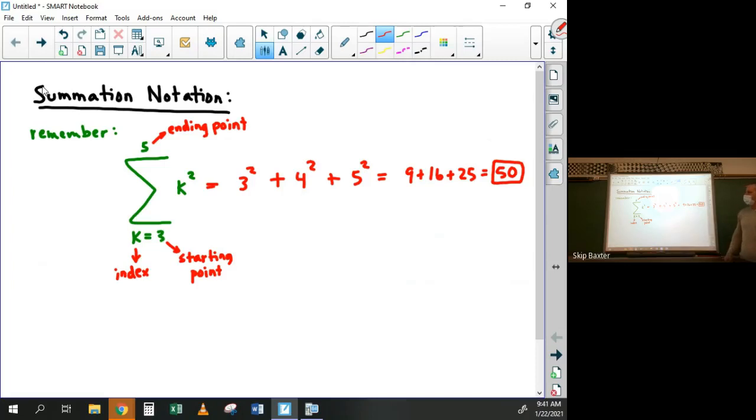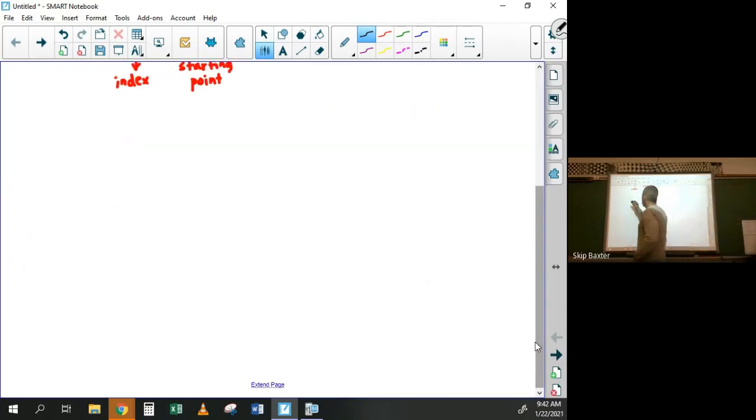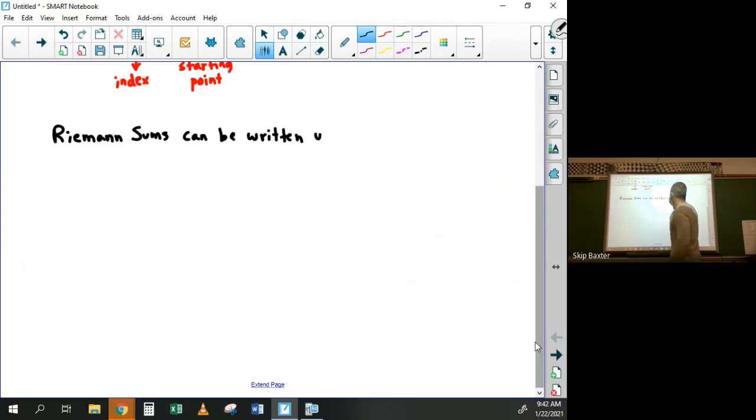Right? You all remember doing that, right? So we can actually express Riemann sums using summation notation. That's what tonight's homework is about. So, Riemann sums using summation notation.